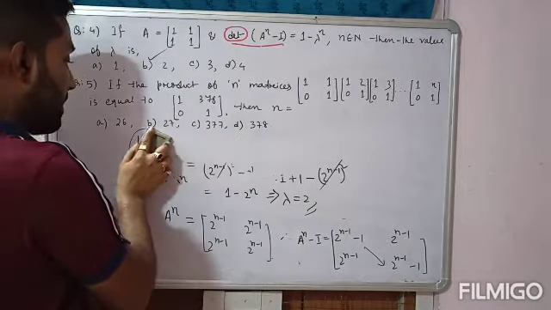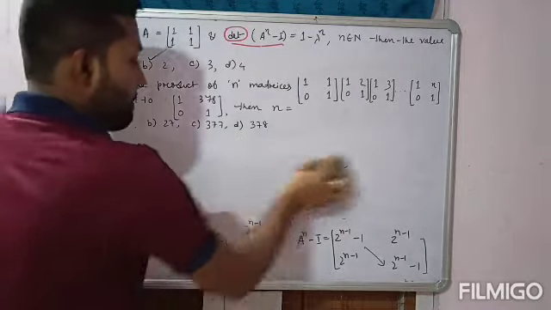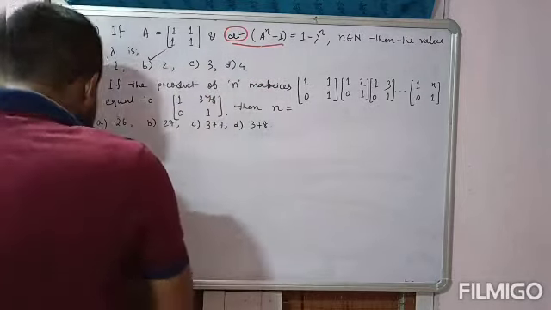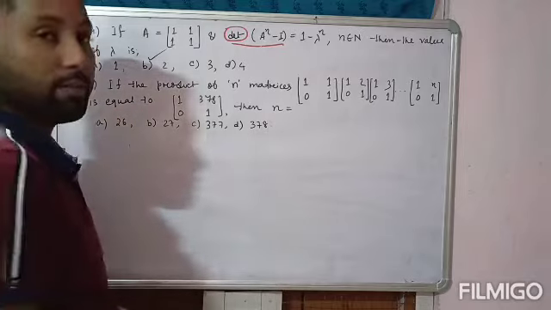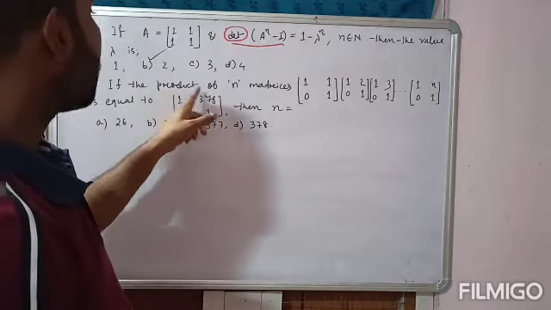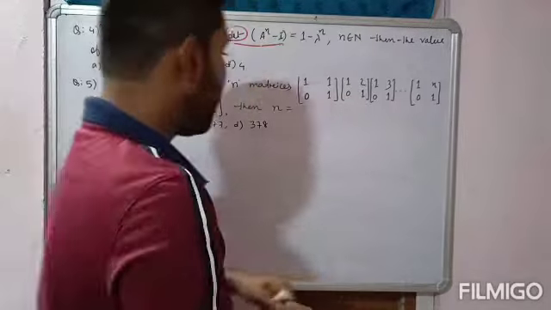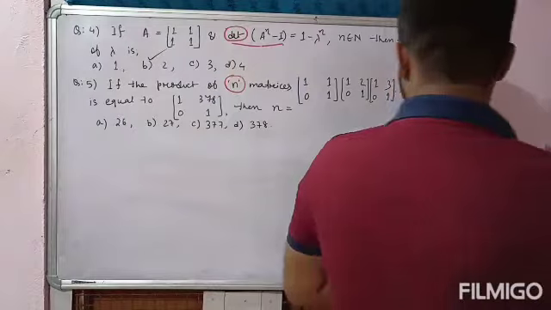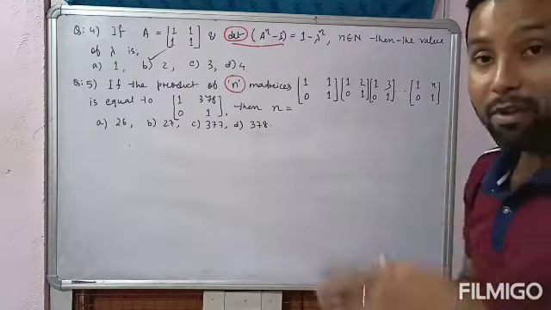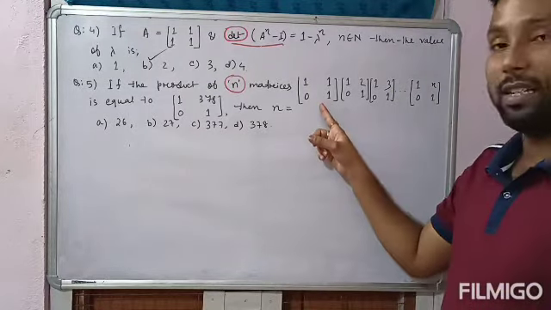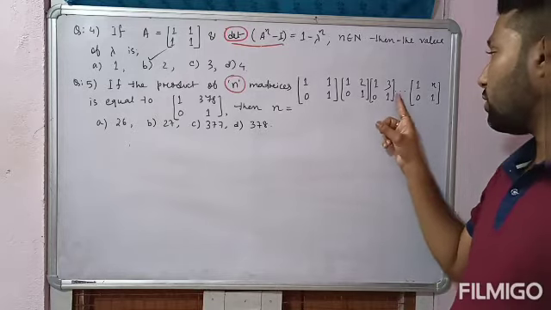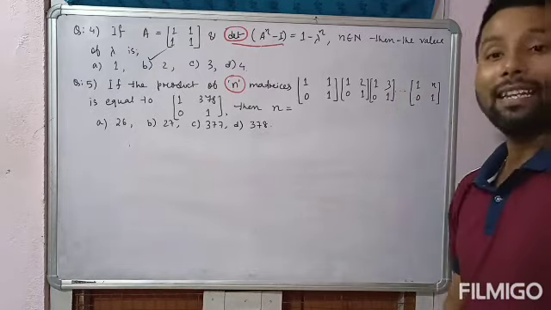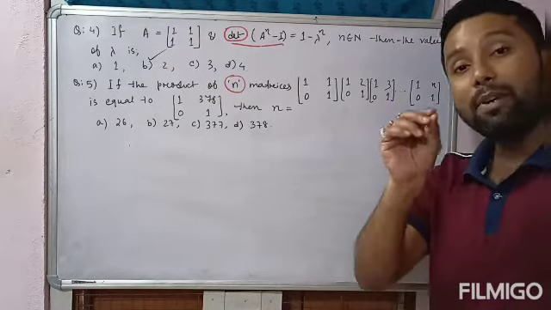Next question is, read the question properly. If the product of n matrices... so here the total number of matrices is n. First one, this one, second one, third one, dot dot dot, this is the last one. Look, the last element is n, which means there are n matrices.